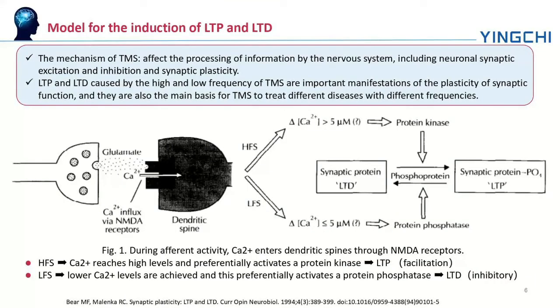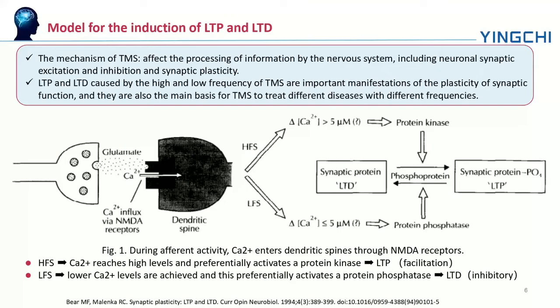So how does TMS work? The mechanism of TMS is that it can affect the processing of information by the nervous system, including neuronal synaptic excitation and inhibition and synaptic plasticity. The LTP and the LTD, which are long-term potentiation and long-term depression, caused by the high and low frequency of the rTMS, are important manifestations of the plasticity of synaptic function, and they are also the main basis for TMS to treat different diseases with different frequencies.